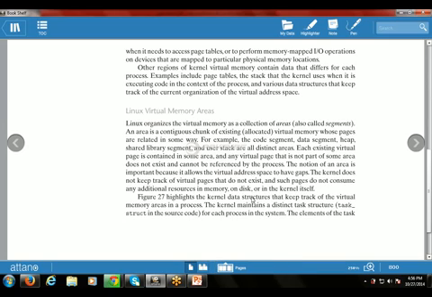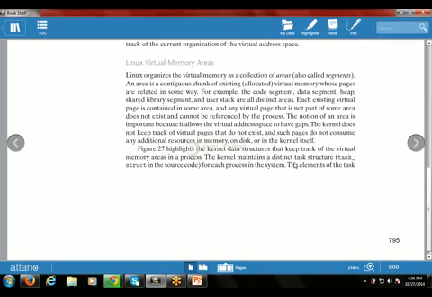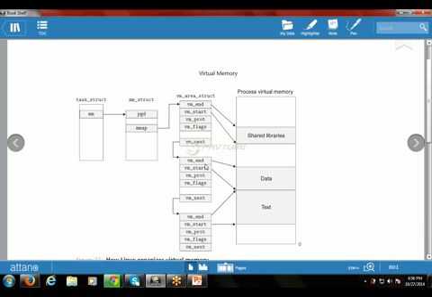Figure 29 highlights the kernel data structure that keeps track of the virtual memory areas in the process. The kernel maintains a distinct task struct in the source code for each process in the system. The elements of the task structure: one is mm struct, with pgd and the memory map, mmap. Then the vm area struct, used for virtual memory, with vm end, vm start, vm prot, vm flags, and a next pointer. The next pointer goes to the next one, with its own end, start, prot, flags, next. In the process virtual memory, vm end goes to the shared libraries, then to the data and the text.